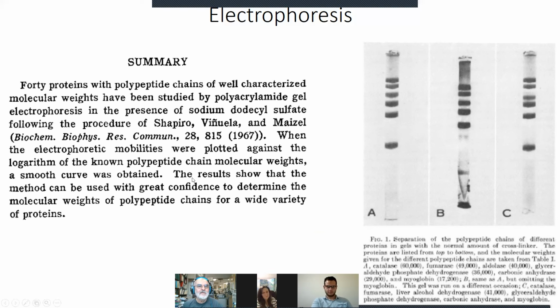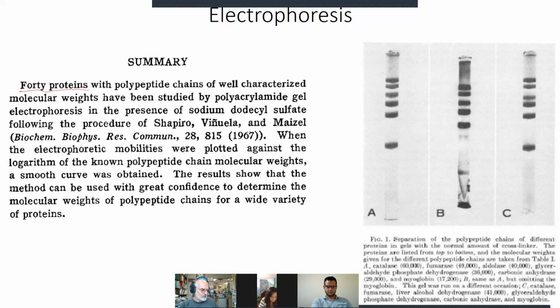carefully. This is the abstract of the summary. There were 40 proteins that they looked at. This is 1969, and you need to appreciate that in 1969, there weren't that many proteins readily available. You had to get them from other investigators. You couldn't just go out and buy stuff. Sigma was not the company that it is today, so there was a limit on the number of things that were available.